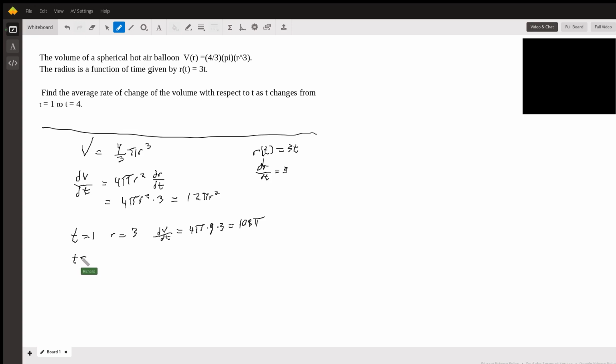At time 4, r is going to be 12, because 4 times 3 is 12. So then dv dt is going to be equal to, I see, I probably confused you a little bit here, so I didn't take into account this simplification, which is fine. So it's going to be 4 pi, r is 12 now, so it's going to be 144 times 3. So that's going to be 4 times 144 times 3 is 1728 pi.